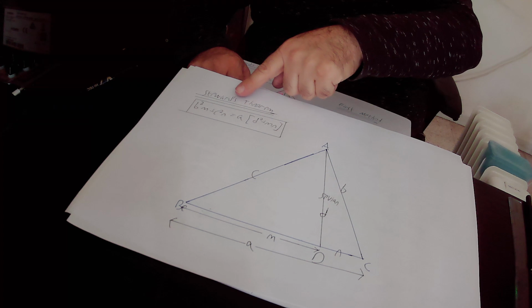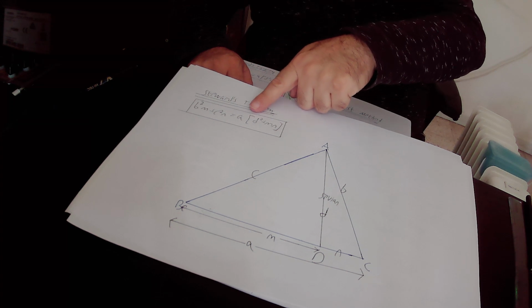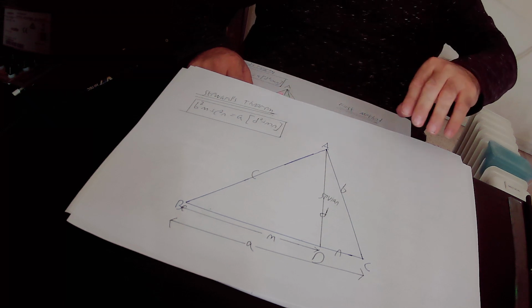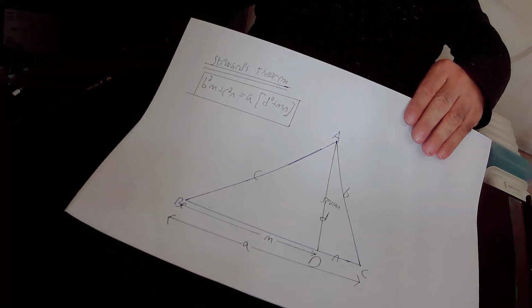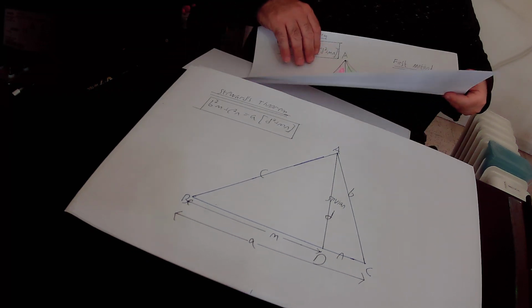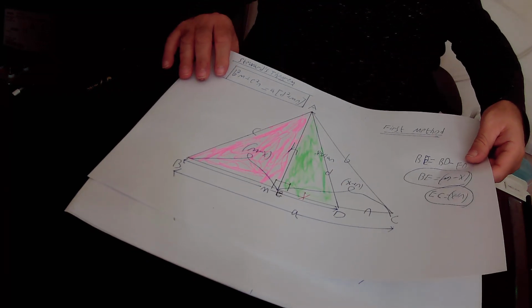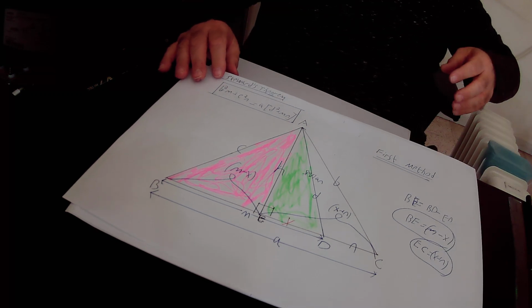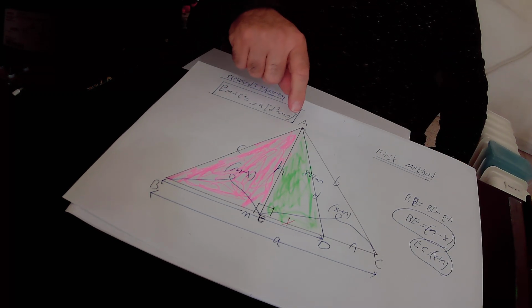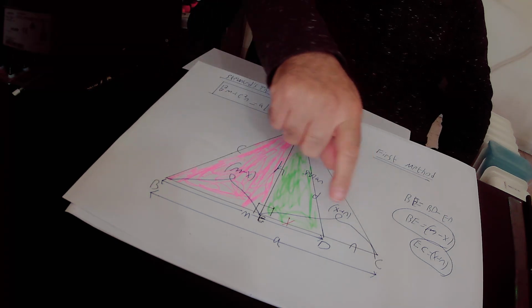Again, b squared times n plus c squared times n equals a, inside the brackets we have d squared plus m times n. So we proved Stewart's theorem according to the first method. Here we did the construction from point A, we draw a perpendicular on BC.